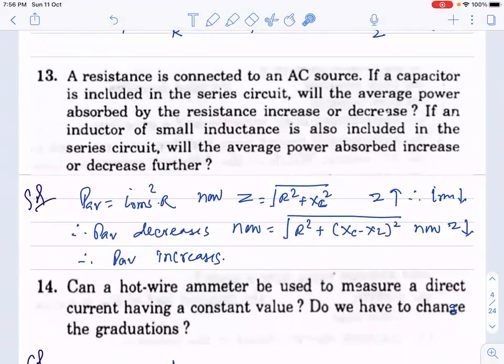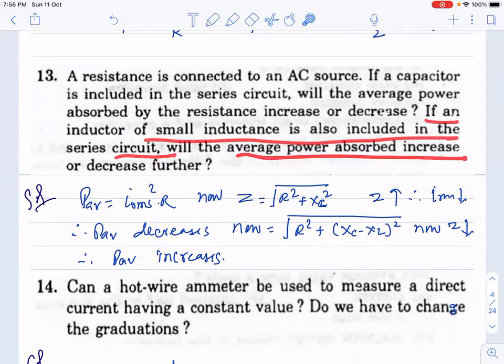Okay. A resistance is connected to an AC source. If a capacitor is included in the series circuit, will the average power absorbed by the resistance increase or decrease? Capacitor included, so Z will go up, current will come down, therefore average power will decrease. All right. If an inductor of small inductance is also included in the series circuit, will the average power absorbed increase or decrease further? With the inductor added this value will reduce, Z will reduce, therefore current will increase, average power will increase.